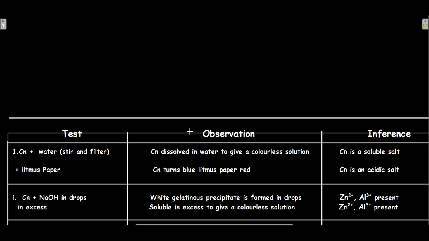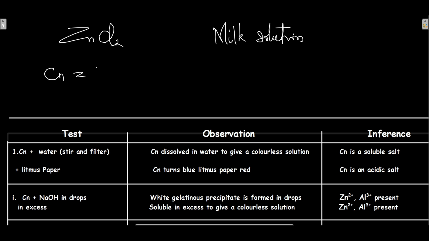This is Kemi's here, and today we'll be doing the qualitative analysis of an inorganic salt and a mixed solution. The inorganic salt is zinc 2 chloride, and we'll also be doing qualitative analysis on a powdered milk mixed solution. From the requirement given, CN is our zinc 2 chloride, and DN is our mixed solution.